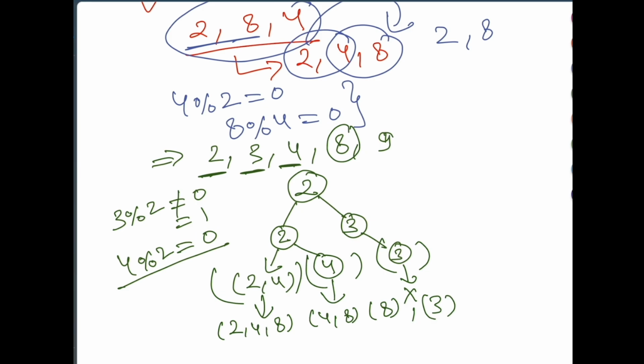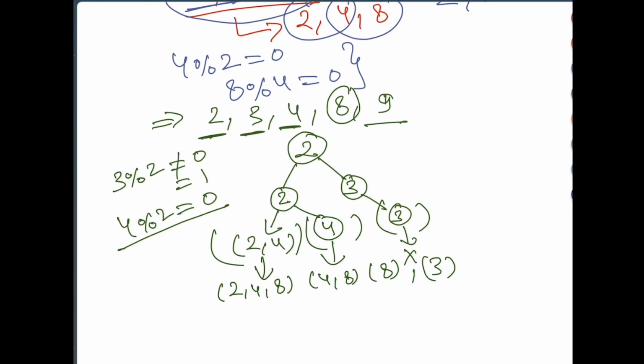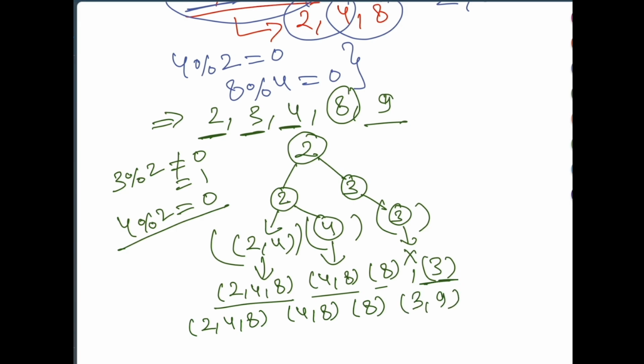And then you will check for 9. 9 will not bond with 2 or 4. It cannot bond with 8 as well, but it can bond with 3. So our output is going to be 2, 4, 8; 4, 8; 8; and 3, 9; and 9 alone. So you got 5 subsets which are possible for this particular given input.